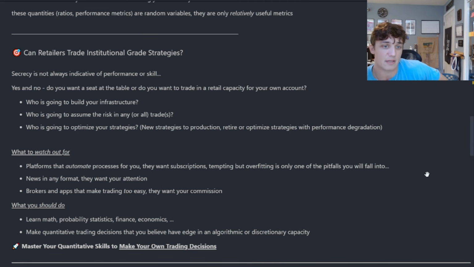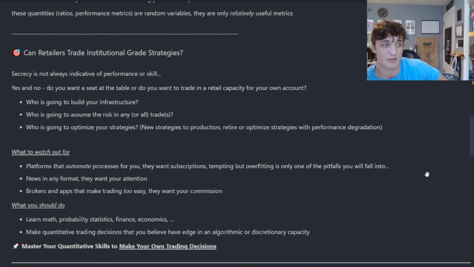In the retail trading space, a reasonable question is, can retailers trade institutional grade strategies? Secrecy is kind of key in these hedge funds and quant funds, but it's not always indicative of performance or skill. In fact, hedge funds haven't been doing particularly well, and that's not a surprise. They don't do well in bull markets. Hedge is in the name of the fund, right? So just because their strategies are secrets, or they're not publicly making available their trading activities, it's not indicative of performance or skill. Like I said, traders don't have to be the smartest people in the room. They just have to assume risk and understand when is a good time to double down and when is a good time to cut your losses.